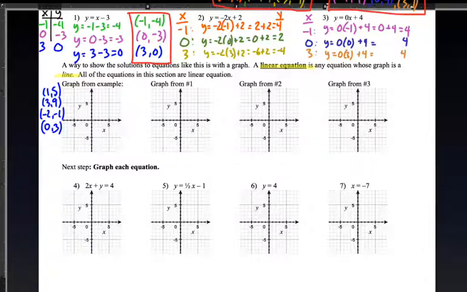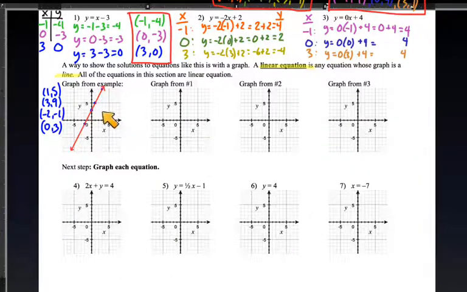So these are the 4 solutions we had in the example above: 1, 5; 3, 9; negative 2, 1; 0, 3. If I plot 1, 5, x is 1, y is 5. If I plot 3, 9, that's going to end up here. If I plot negative 2, 1, that's negative 2 to the left, down 1, right there. 0, 3 stays on the y-axis, if you will. It doesn't move along the x-axis. And check this out. They make a line. That's supposed to happen. So we can draw that line through those points.